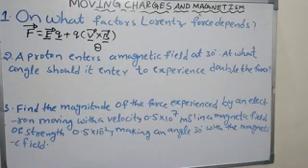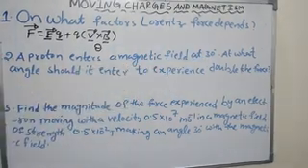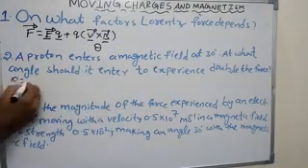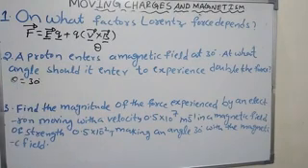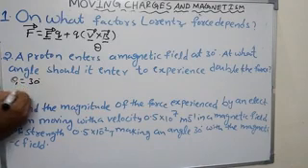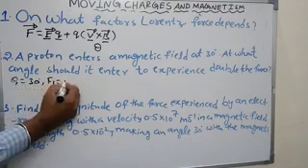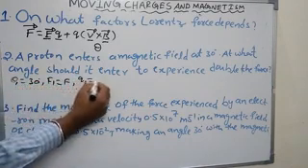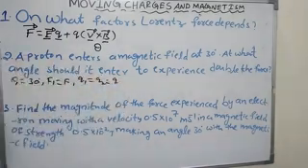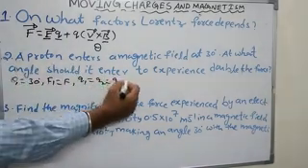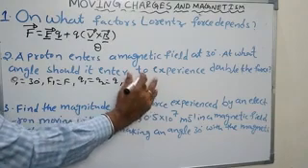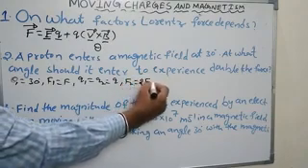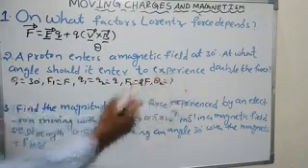Second question. This is asked for 1 mark in a board exam. A proton enters a magnetic field at 30 degrees. What is given? Theta is 30 degrees. At what angle should it enter to experience double the force? Let us consider theta 1 is 30 degrees, F1 is equal to F, and Q1 is equal to Q2 is equal to Q, the same charge. But the force is double. At what angle? Theta is the unknown.